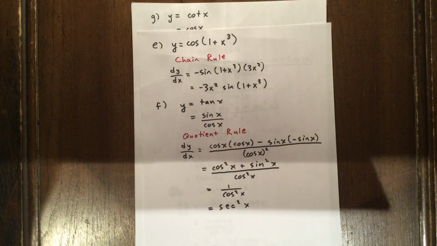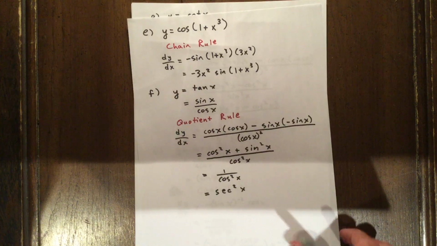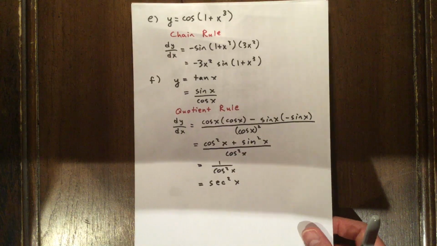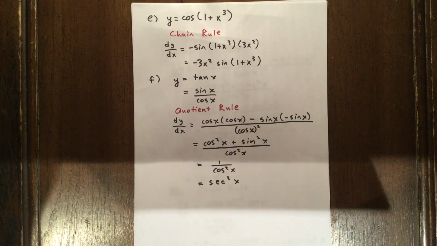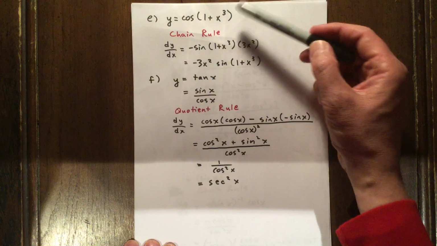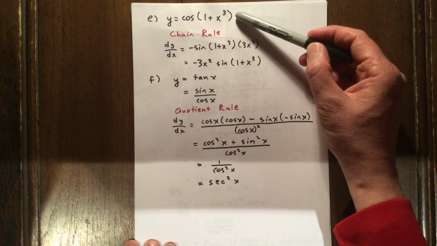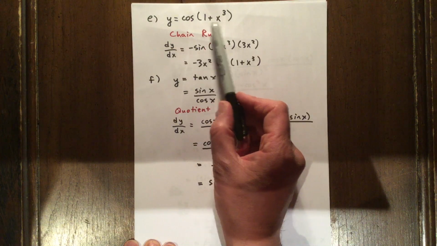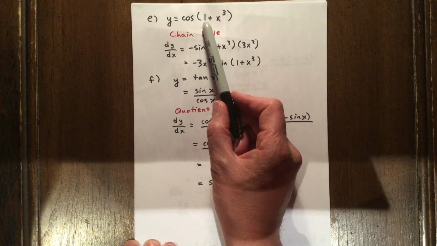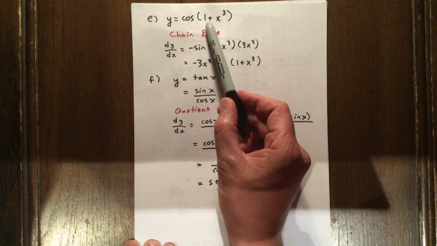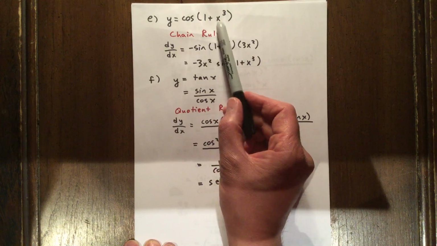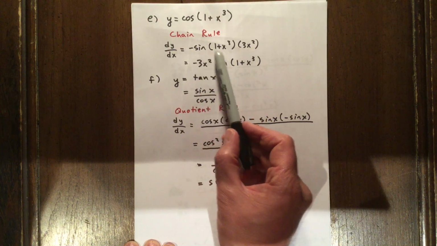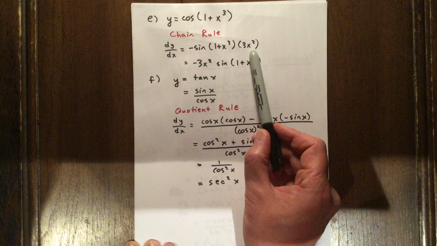The next question is to figure out the derivative of the cosine of 1 plus x cubed. Well, this is a chain rule situation. Whenever the angle is not simply x or whatever variable is in play, we're going to have to figure out the derivative of that angle at the end of the question. So the derivative of cos block is equal to negative sine block times the derivative of that block.